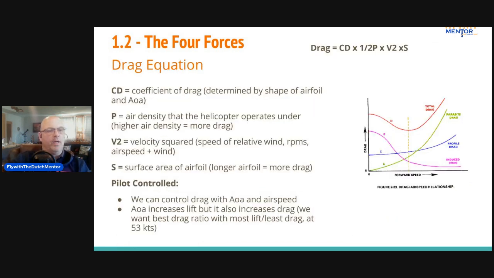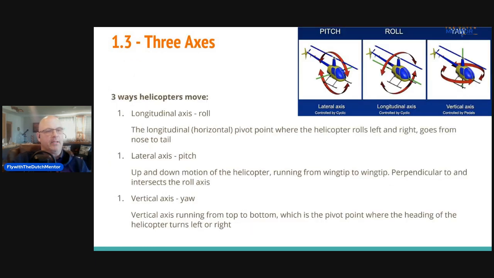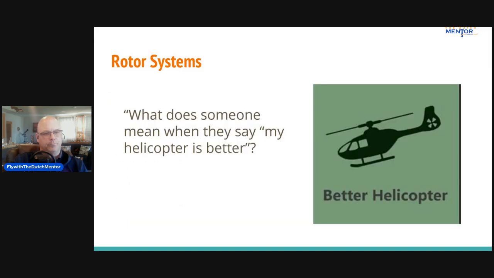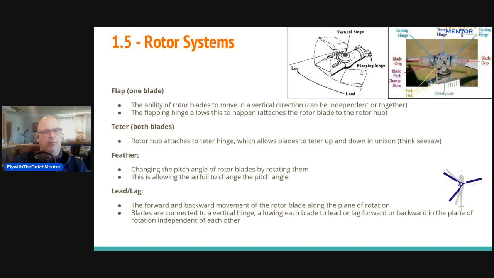There's a drag equation. Again, we're not going to go into the mathematics here because we have too many other things. We have to think about the helicopter along its three axes: the pitch, the roll, and the yaw. When you think about our rotor systems, we have really three types: rigid, semi-rigid, and articulated.